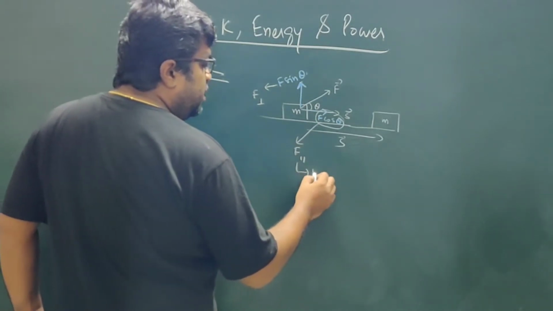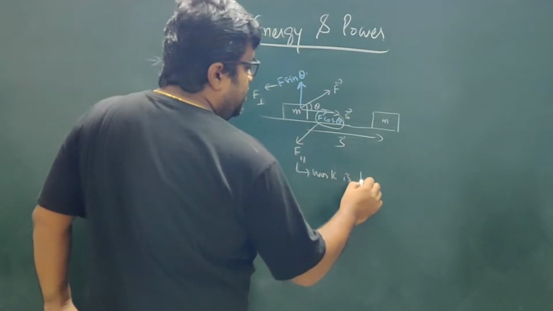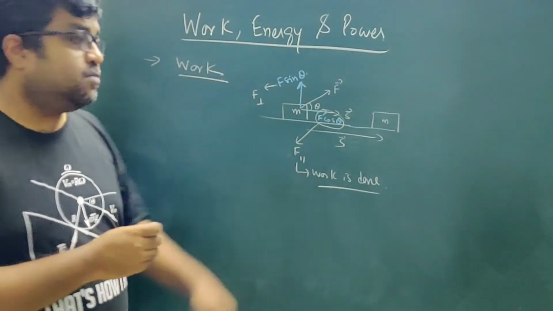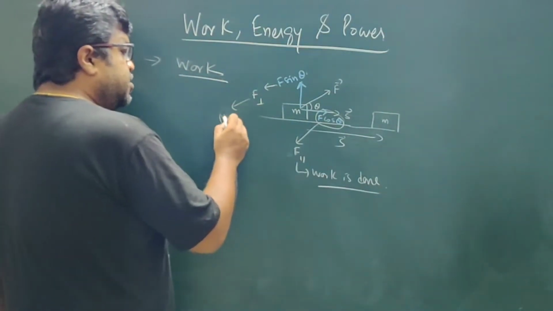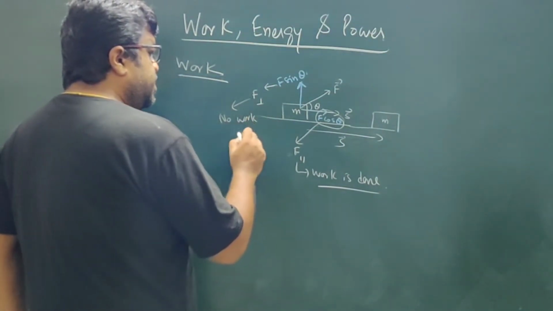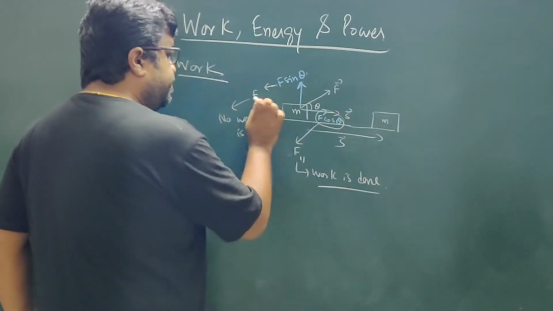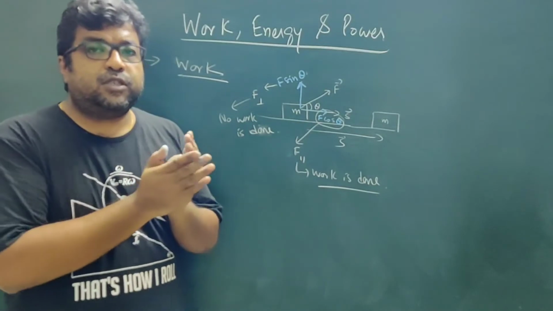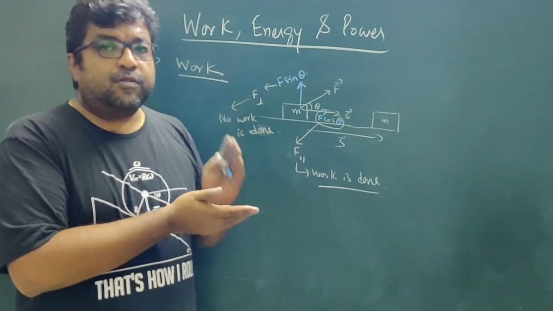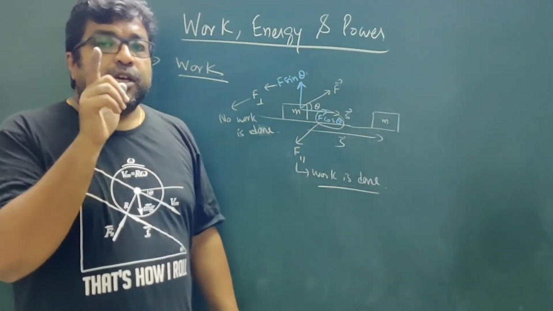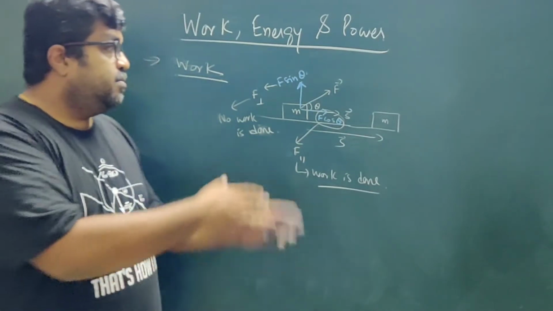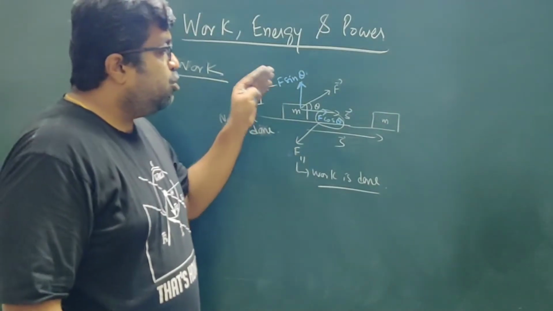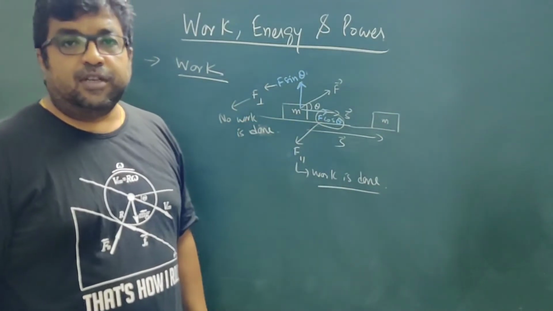So work is done by this component of force which is parallel to displacement. No work is done by this component. So when a force acts on a body and because of that force there is a displacement, work is said to be done provided because of this action of force there is a displacement in the body and there must be a component of force in the direction of displacement.